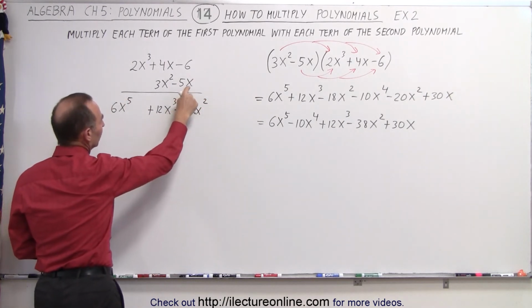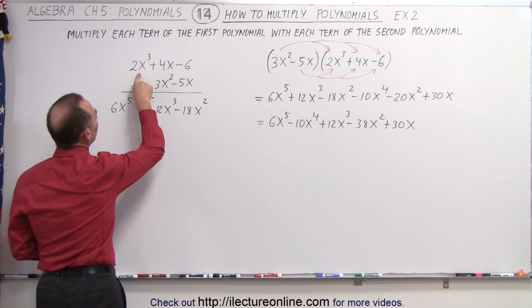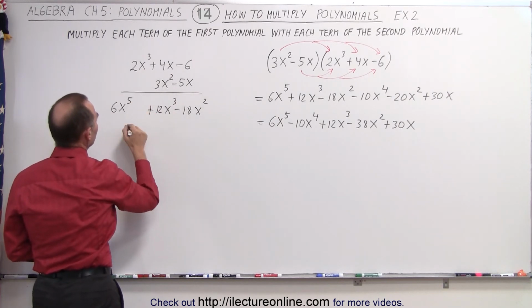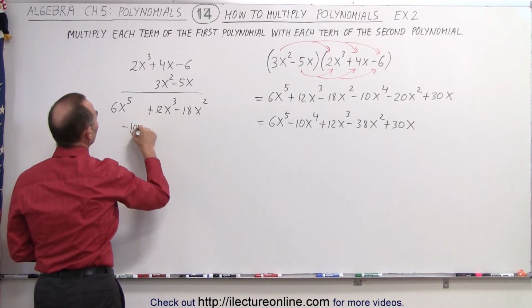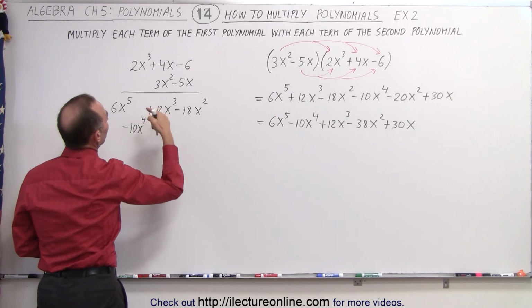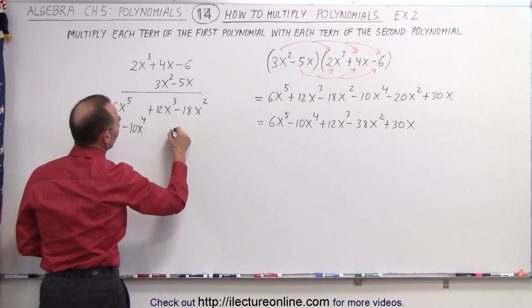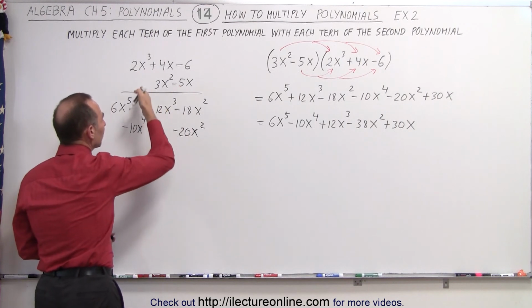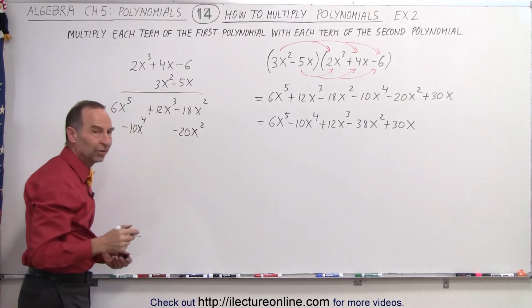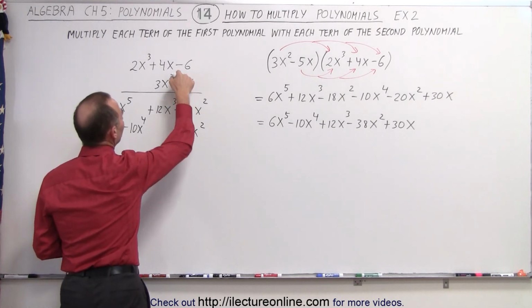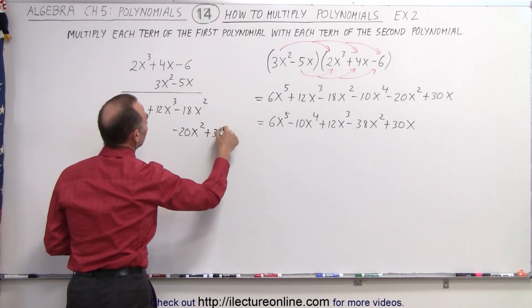Now we go to the second term, minus 5x times a 2x cubed, that gives us a minus 10x to the 4th, and notice that goes right here, minus 10x to the 4th. We have a minus 5x times a plus 4x, that's a minus 20x squared, which goes over here. Notice that we pair up the same power of x, that makes it easier to add, and finally minus 5x times a minus 6 is a plus 30x.